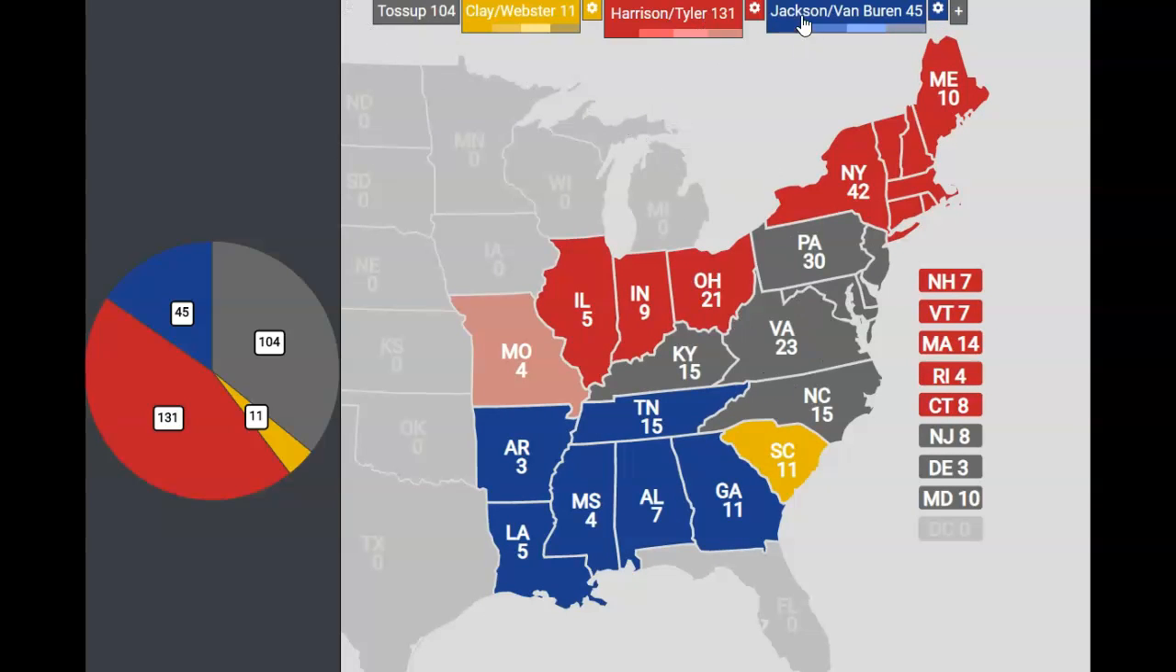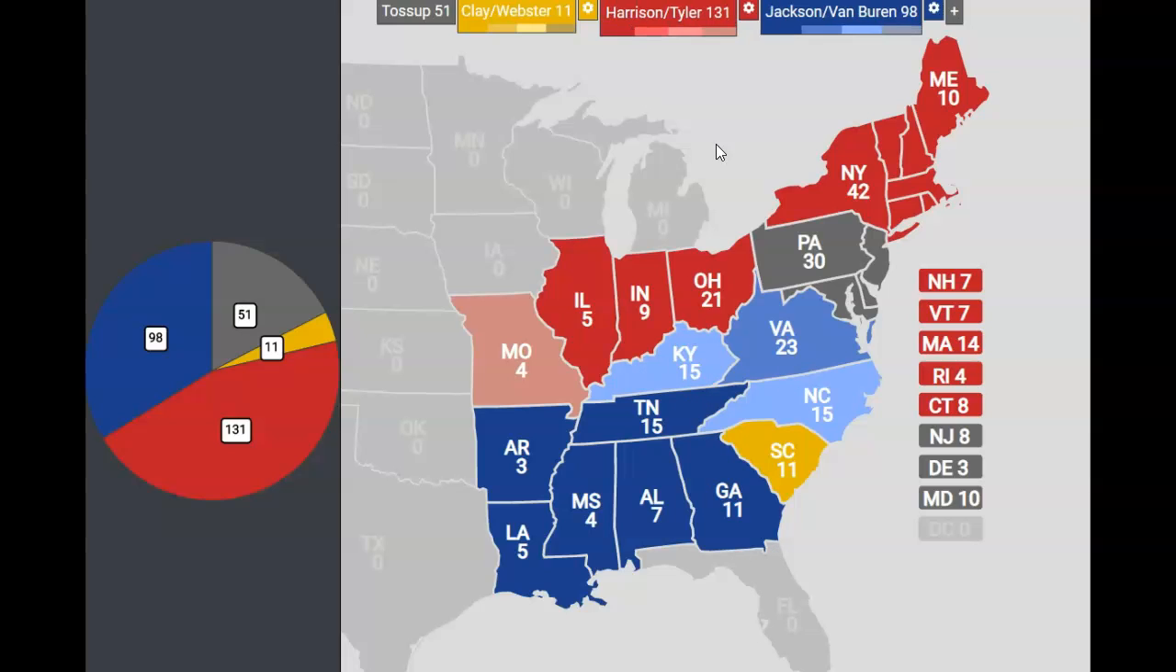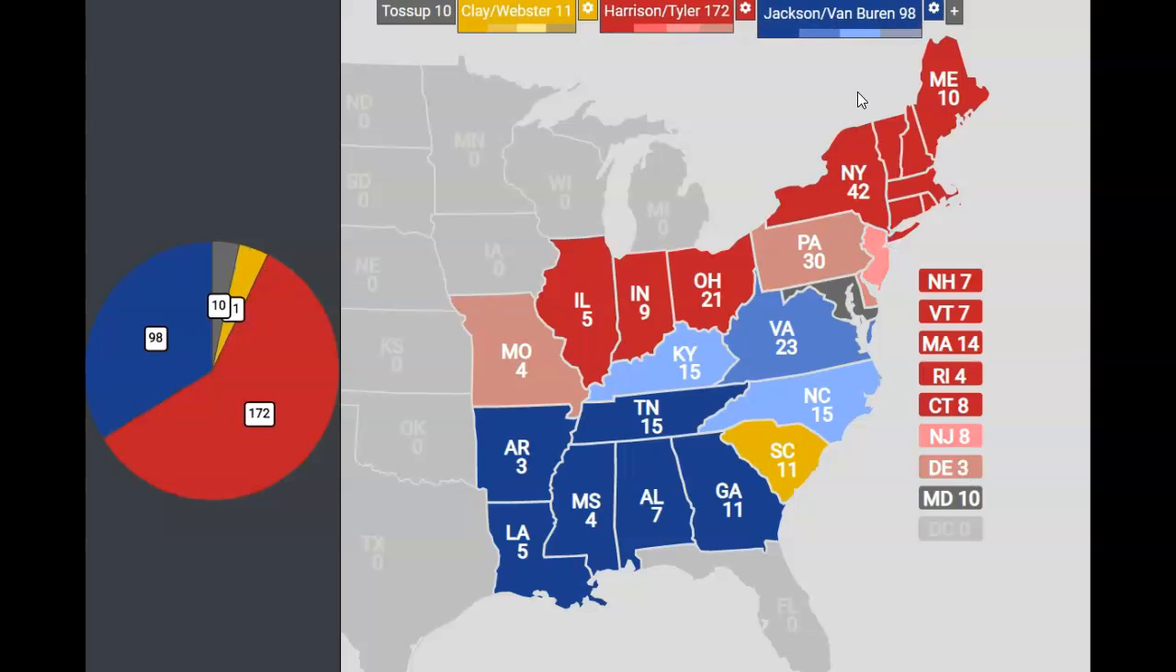North Carolina, I think that'll go to Jackson lean. Virginia will be likely, as well as Kentucky. Actually, Kentucky will be lean, because Henry Clay is very popular in his own home state. Pennsylvania, I think, will be the closest race. It'll go tilt. New Jersey will be lean. Delaware, tilt as well. But I do think Maryland will go to Jackson.